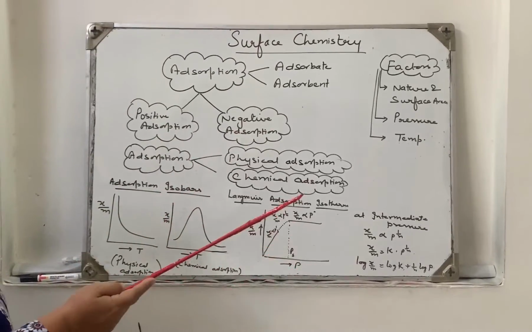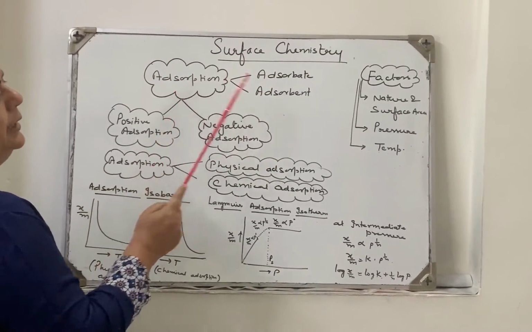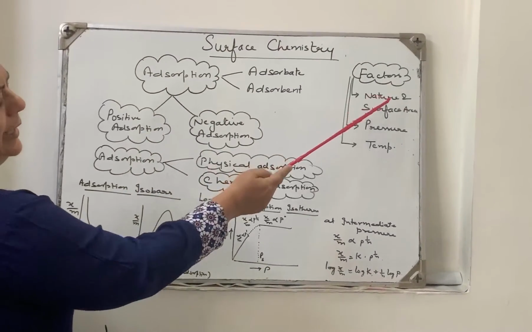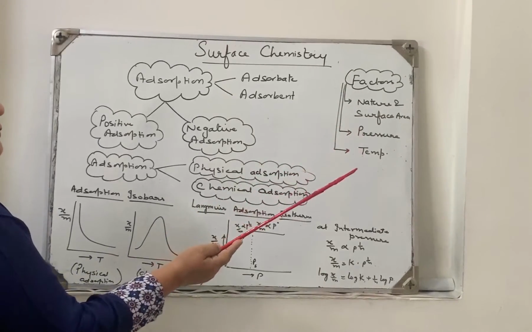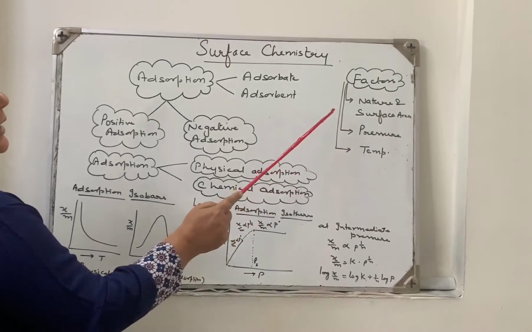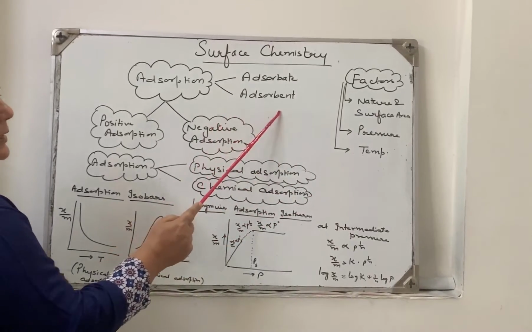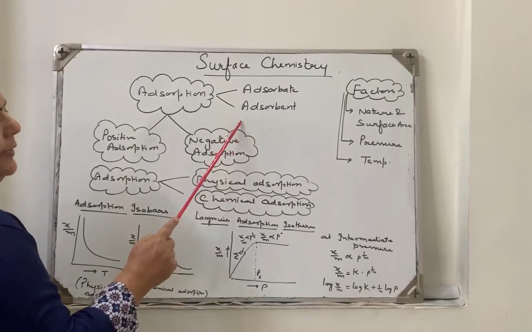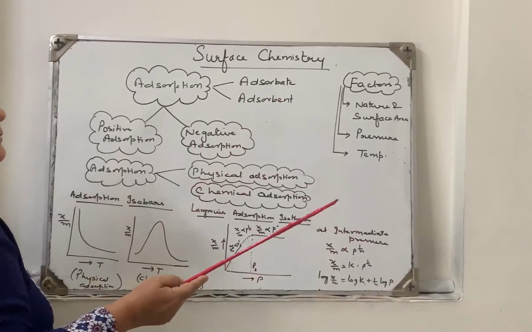Now we will discuss the factors which affect adsorption. Number one is nature and surface area. More the surface area, more the adsorption. That means activated charcoal or silica gel we prefer as adsorbents. Why are these known as good adsorbents? Because they have more surface area, they are more porous.